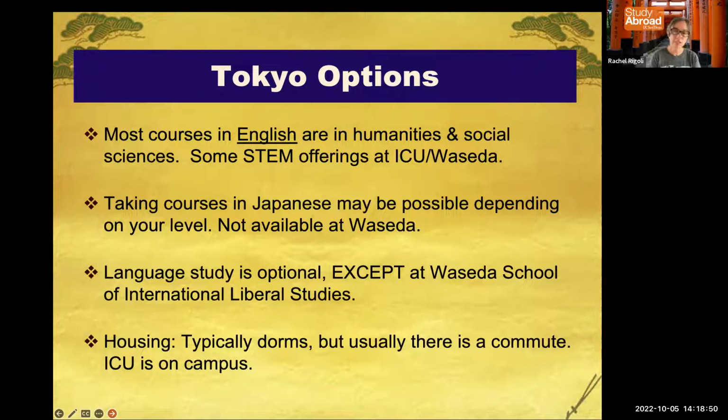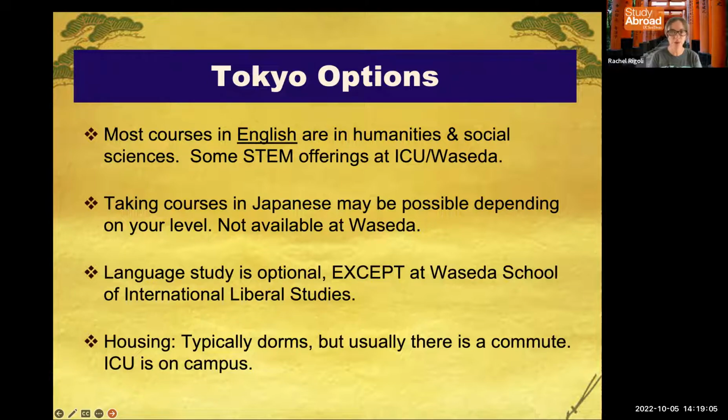And then for housing, typically you're going to live in student dormitories. Sometimes they're university owned, sometimes they're privately owned. And I can tell you right now with Keio and Waseda, a lot of times there will be a commute. And this is just sort of the way it is.